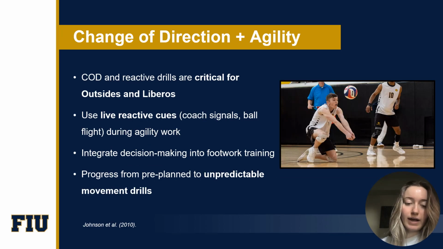Change of direction and reactive agility are especially important for outsides and liberos. It's not enough to do cone drills. We need reactive stimuli like visual or auditory cues, unpredictable ball feeds, or live scrimmage reads. Incorporating decisions into movement enhances transfer to competition.